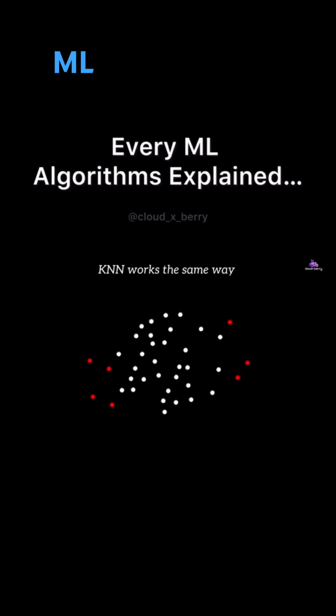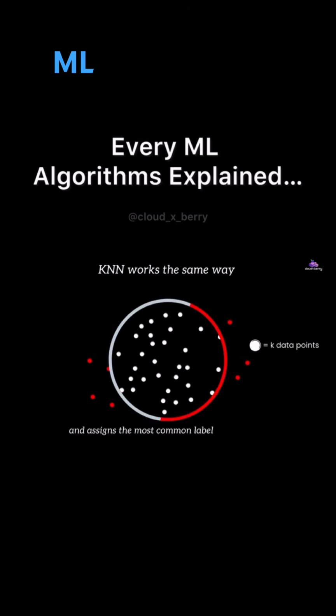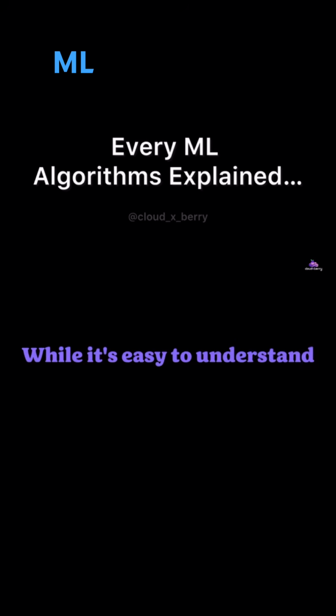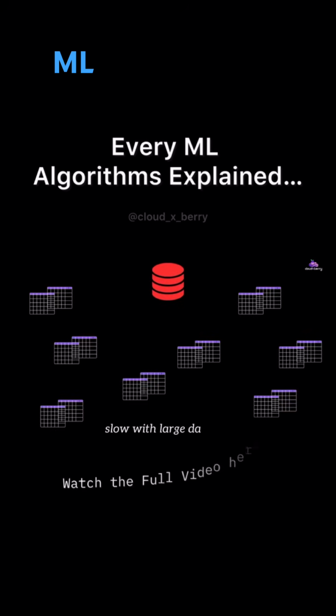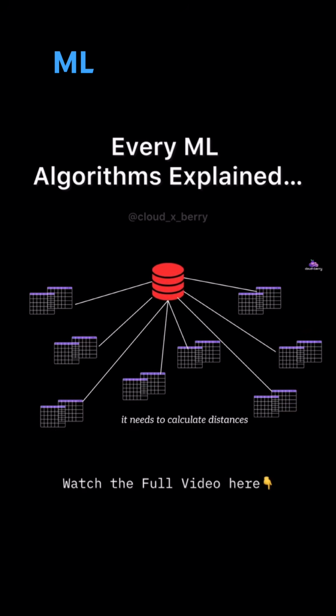When a new data point comes in, it looks at the closest K data points and assigns the most common label among them. While it's easy to understand, KNN can become slow with large datasets because it needs to calculate distances for every prediction.